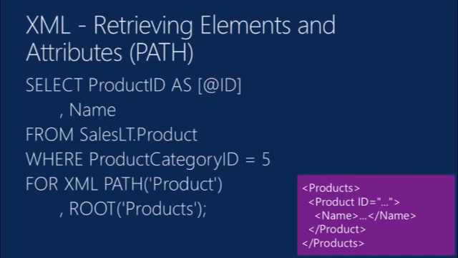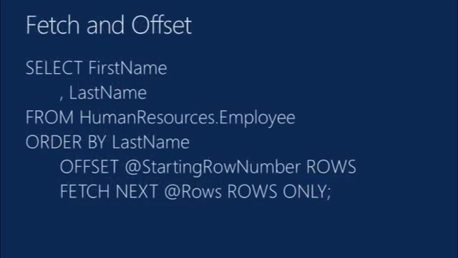Now, if you're anything like me, and I know I am, I really prefer the syntax for path. I find this a lot easier to read, that I just simply call out whatever I want the names to be. So you'll notice that I say name, that's now going to become an element. My product ID, I want that to be an attribute, and I use the @ sign for it to be an attribute. That's cool.